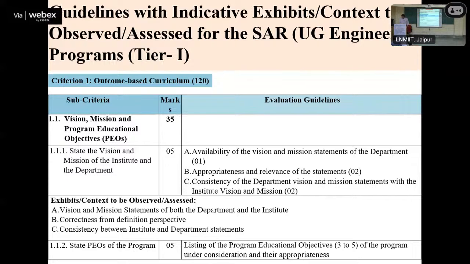And why is this the OBE phase? Because the revised SAR gives a major portion of marks to it. Out of 1000 marks, I think around 400 marks are for OBE only. So that is why more attention is required for this.